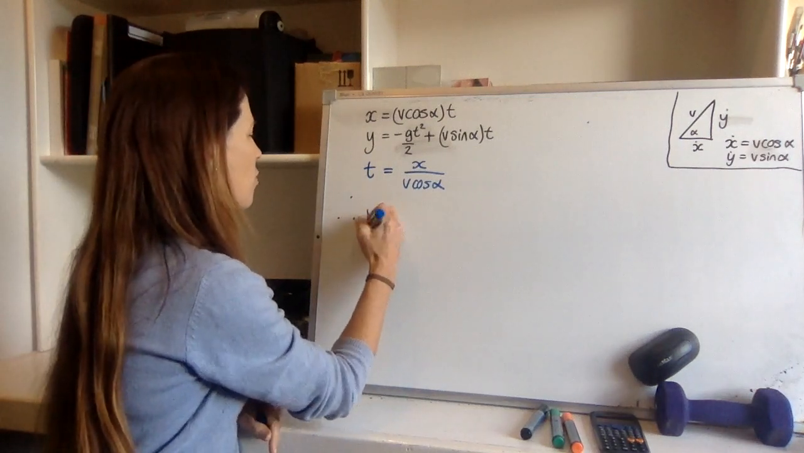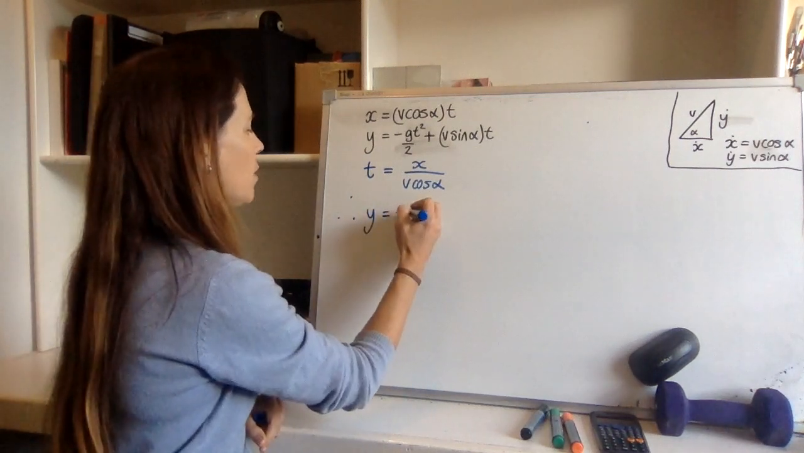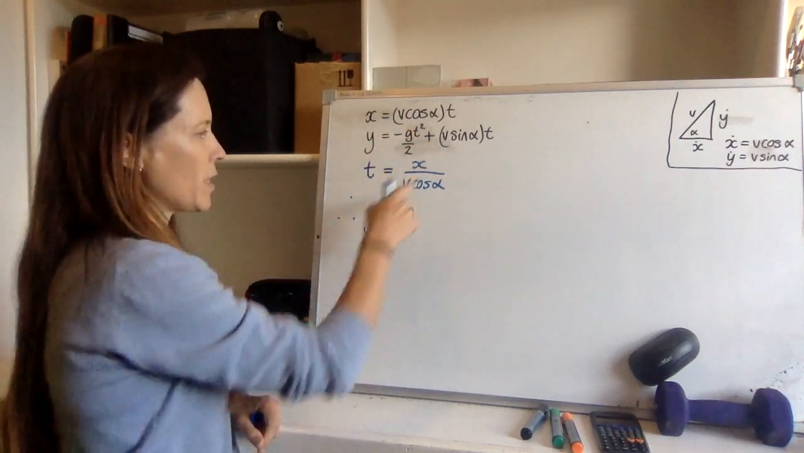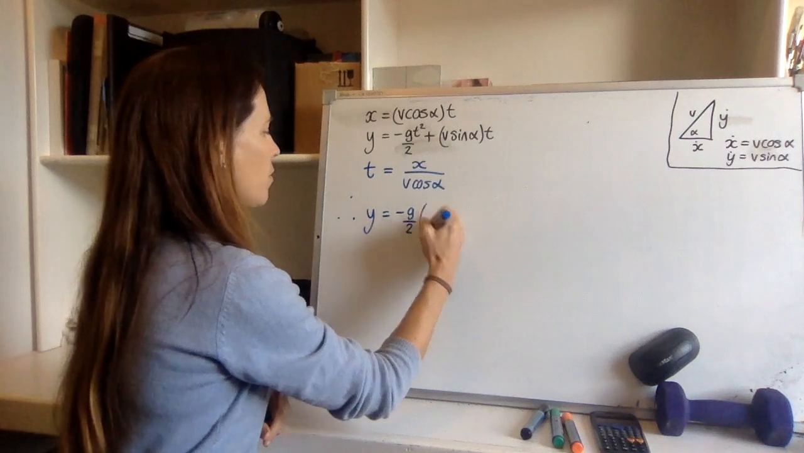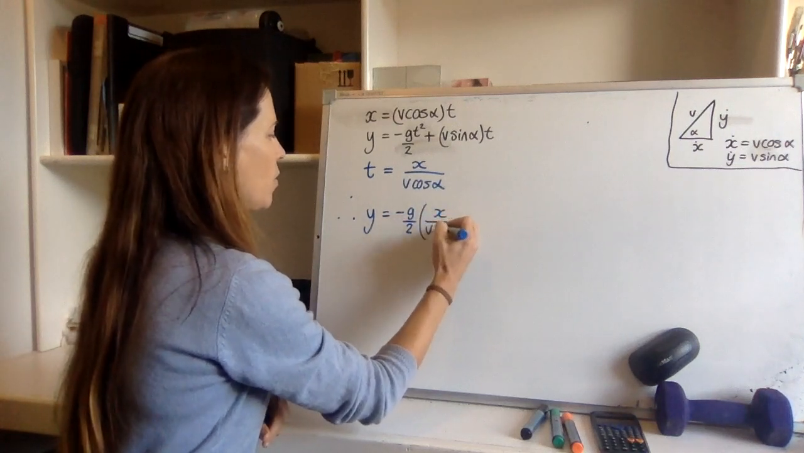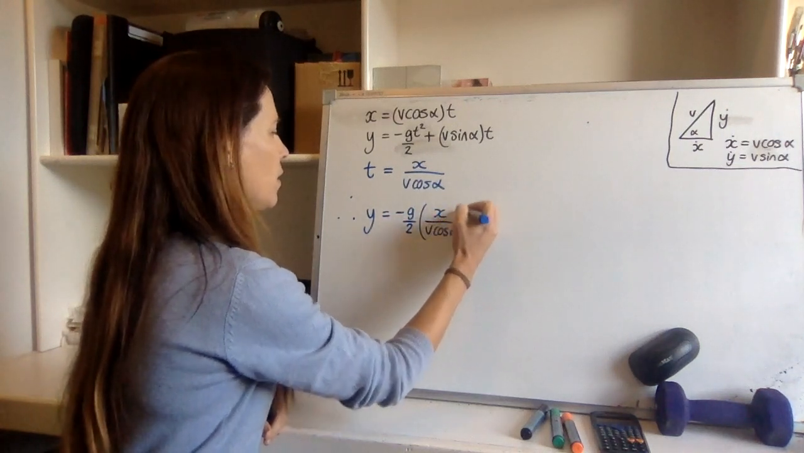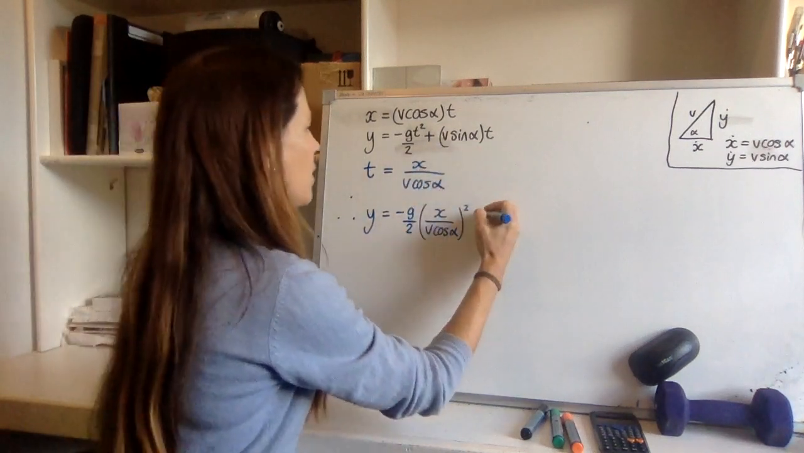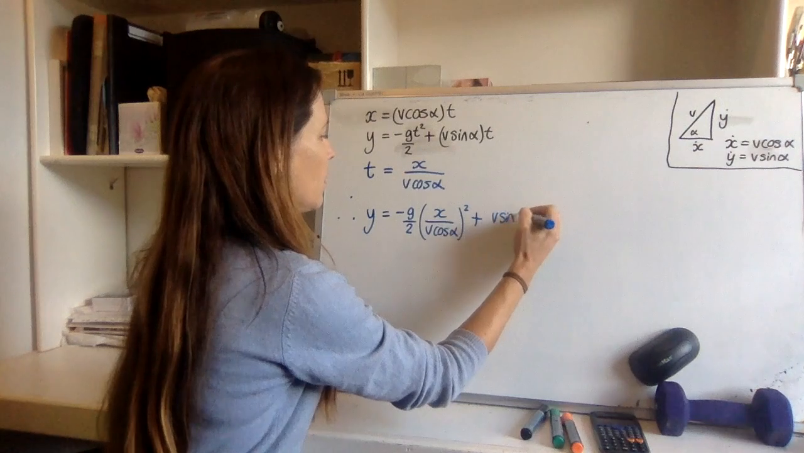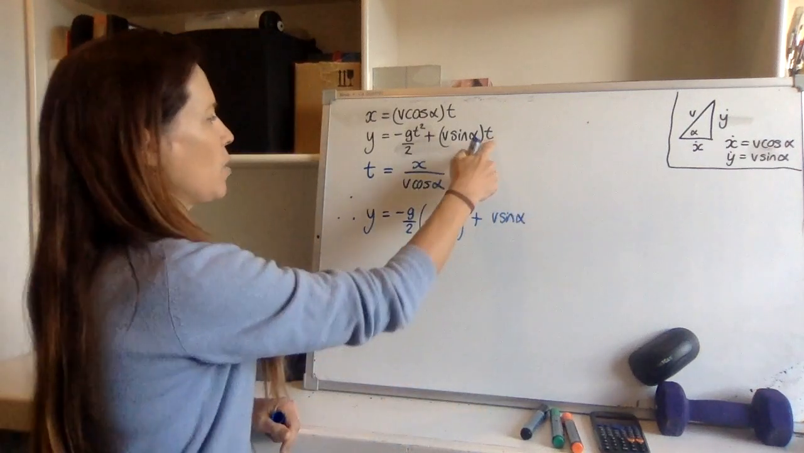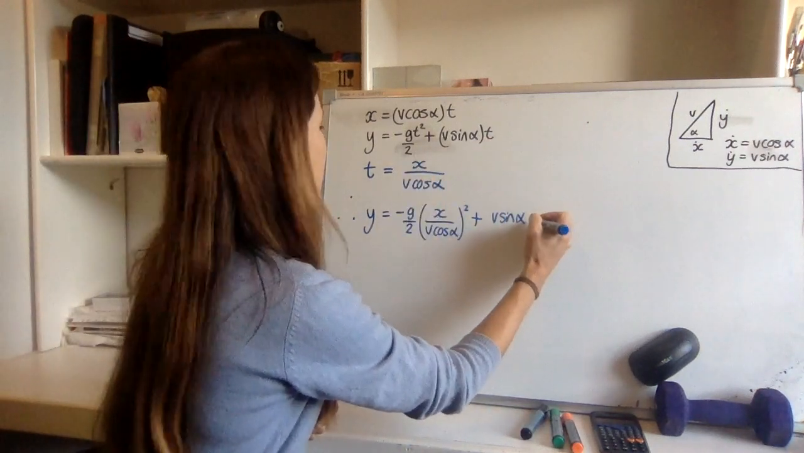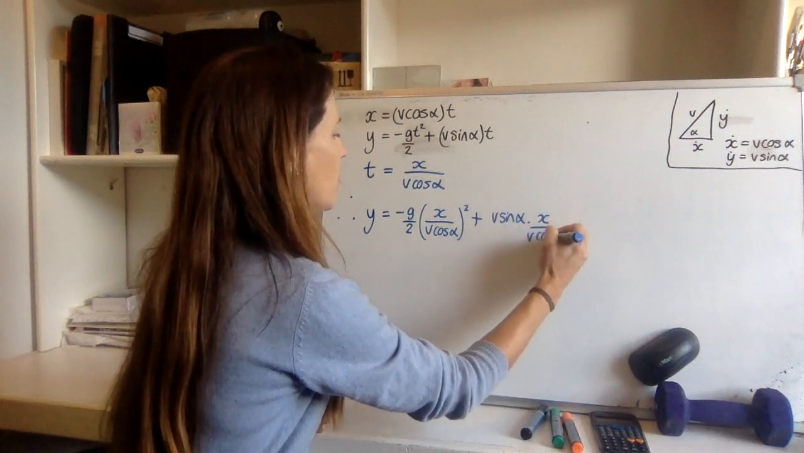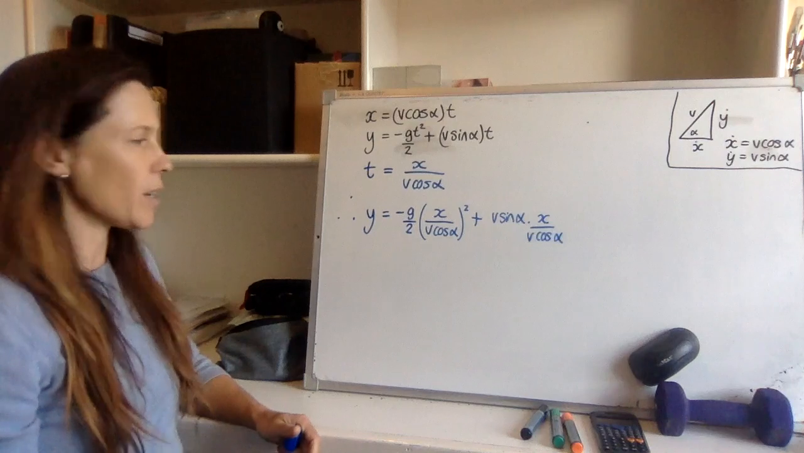So therefore, y is equal to, now, negative g on 2, I'll write that separately. Then I've got to do t squared, which is all of this squared. So for the moment, let's just put all of our working down like this, so it's really straightforward. Then we have v sine alpha multiplied by t. So now we need to multiply that by x over v cos alpha. Now we just need to tidy it up.